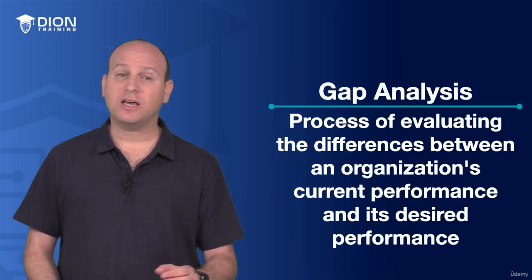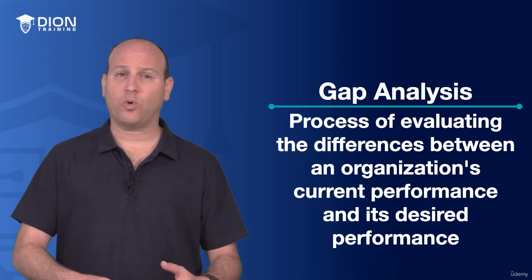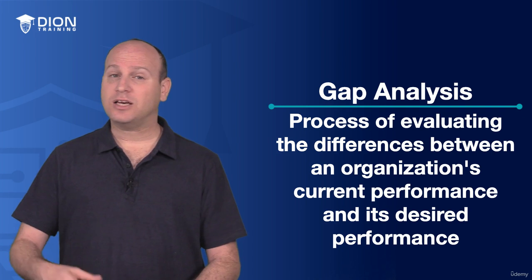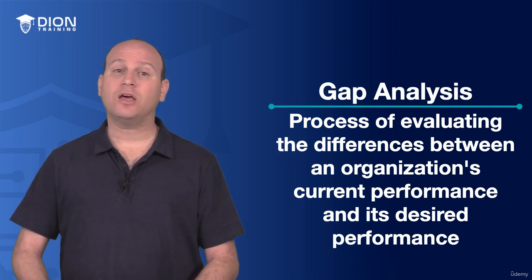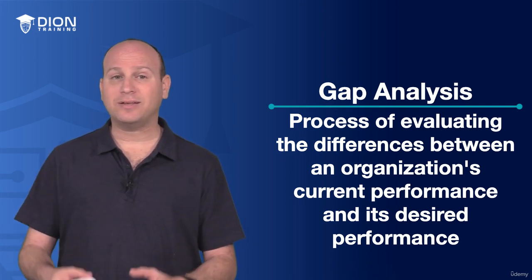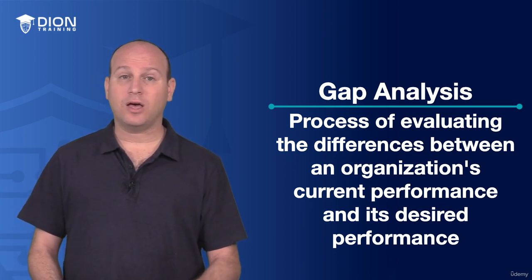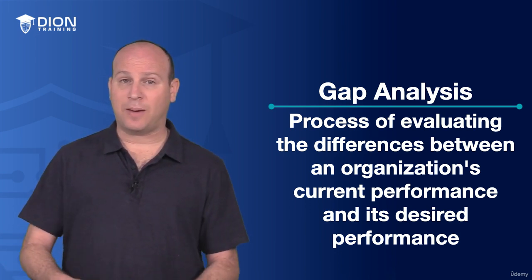The gap analysis is a process of evaluating the differences between an organization's current performance and its desired performance. The goal of the analysis is to identify areas where improvements can be made in order to bridge the gap between the current and the desired states. In general, you're going to find 2 types of gap analysis: a technical gap analysis and a business gap analysis.